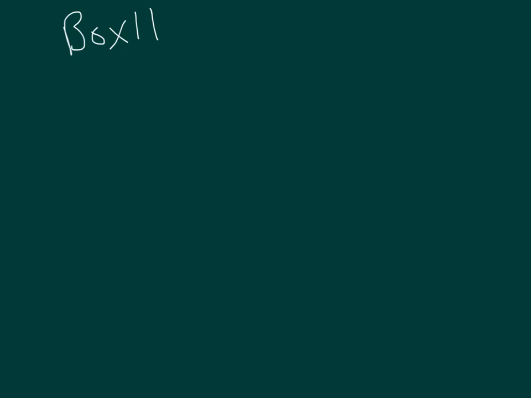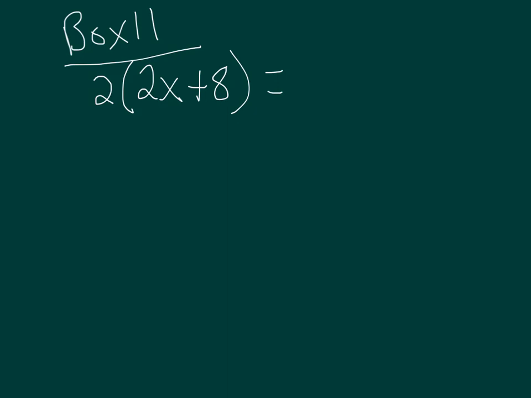All right, put this in box 11. I might have skipped a box here, but whatever. So you can put this in box 11. I want you to try this problem. 2 times the quantity 2x plus 8, in parentheses, equals 4 times the sum of x plus 4. Go ahead and try that and tell me what your answer is. Make sure you pause this now to copy it down.